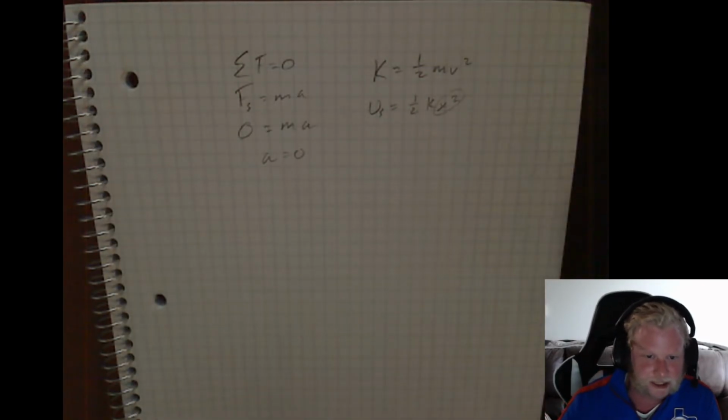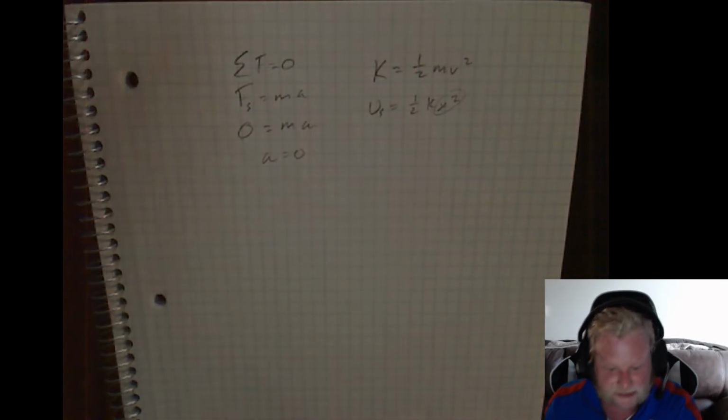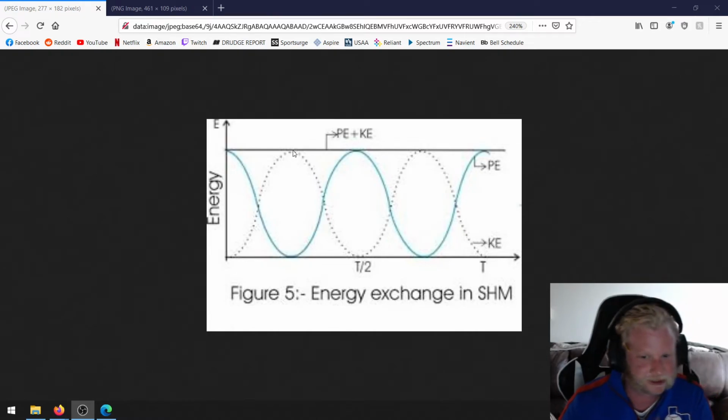So your energy is always going to be above the zero, your x-axis, right? And so where it's maximum is going to tell you whether it's at the amplitude or whether it's at the equilibrium position, depending on whether you're looking at kinetic energy or potential energy.